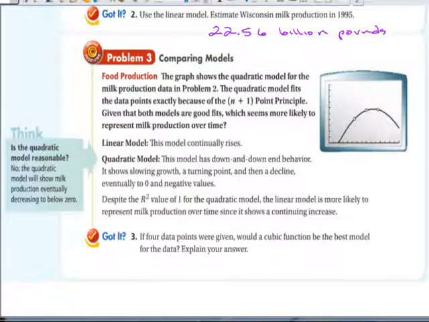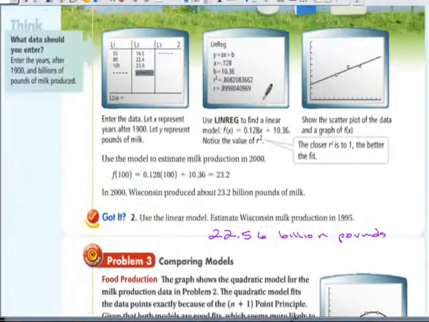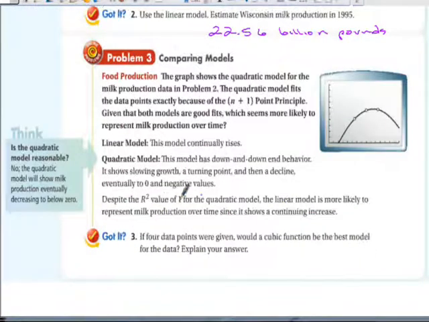Despite when we looked at this, we looked at the r squared value up top here. You know, this number right here that shows us how strong of a fit it is. So despite the r squared value of 1 for the quadratic model, the linear model is more likely to represent milk production over time since it shows a continuing increase. This is just looking at a set of information and trying to figure out what makes the most sense.